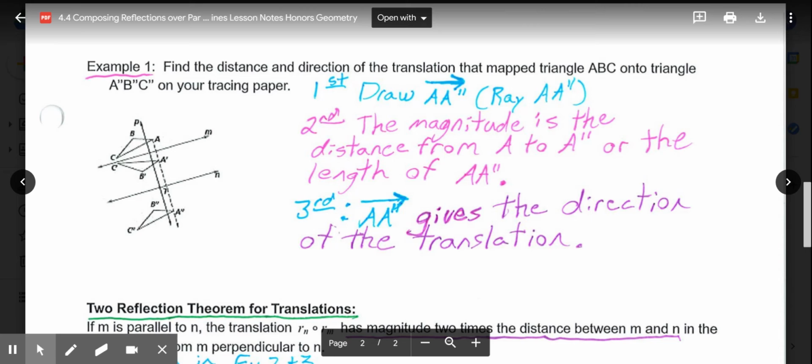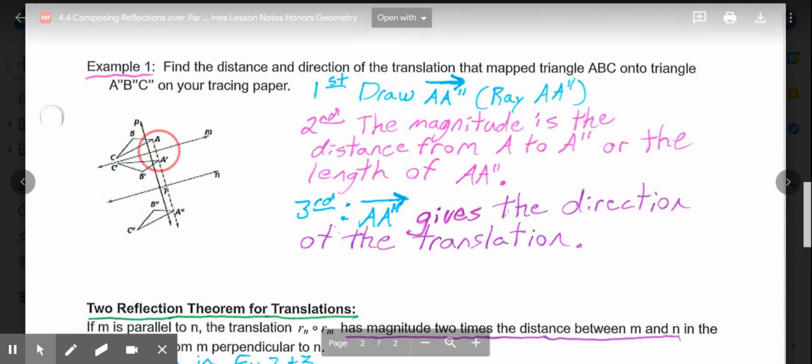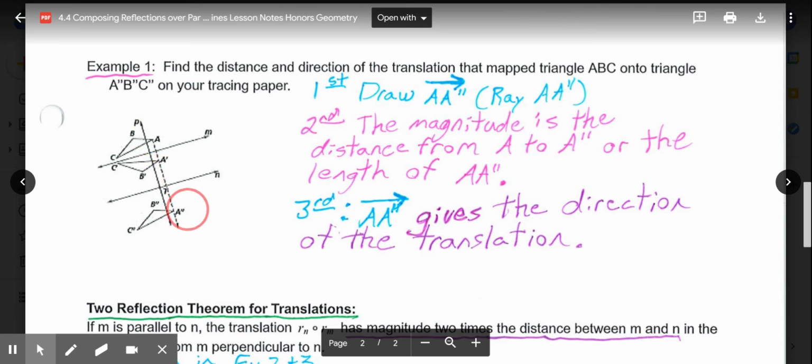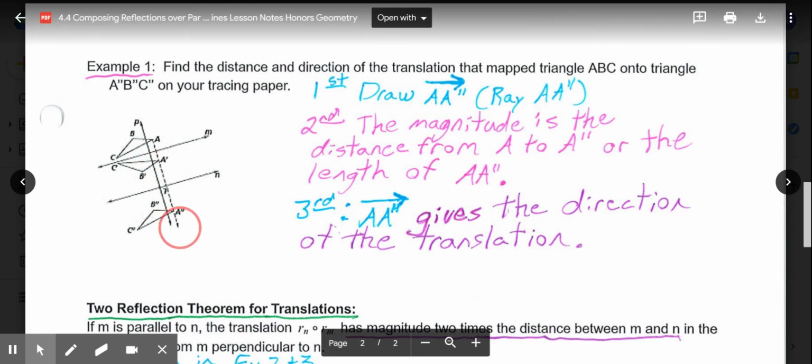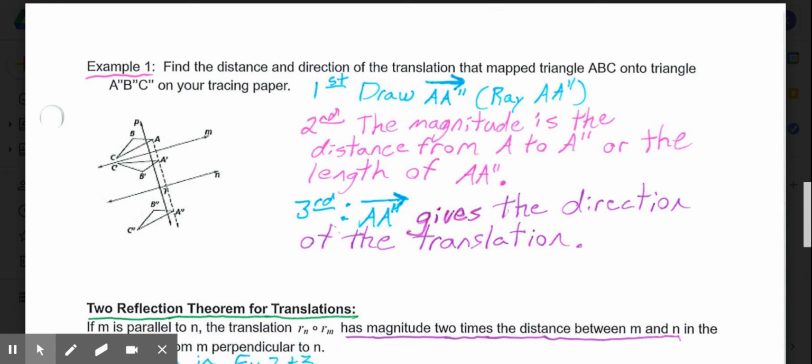The first thing you want to do is draw a ray from one point on the original to its corresponding point on the final image. So they went from A through A double prime, and a ray has an endpoint going forever in one direction. So you start on the original, draw the ray to the final image, and then we put the arrow on the end. So simply this ray here tells us the direction.